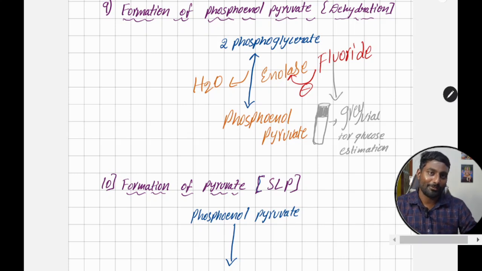See, suppose, let's take students, you had collected blood so that you are sending it for the glucose estimation. What is the metabolic fuel of RBC? Glucose. So if you estimate glucose without stopping the glycolysis, it will be underestimated. So in order to stop this glycolysis process, glucose is collected in the gray vial which has fluoride in it, so that it will inhibit the glycolysis at this step done by the enolase.